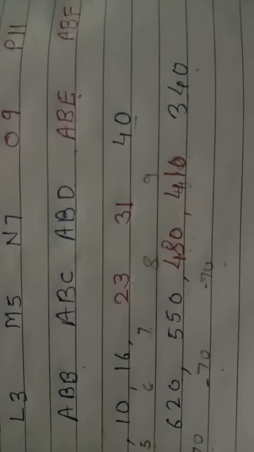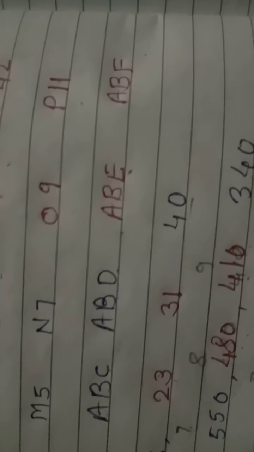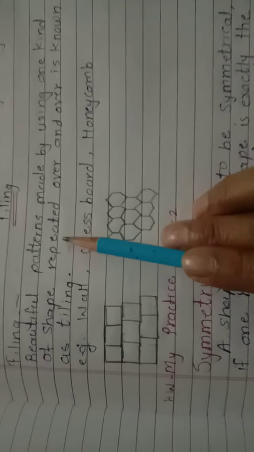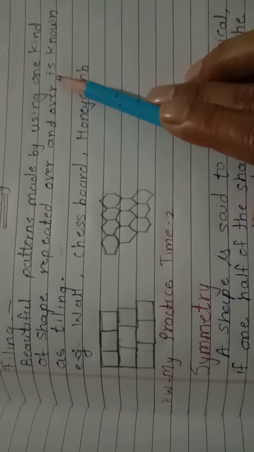Okay, now next our topic in pattern and symmetry is tiling. So here, tiling means what? Beautiful patterns made by using one kind of shape repeated over and over is known as tiling.